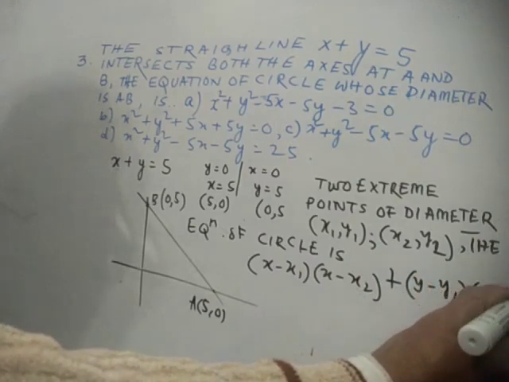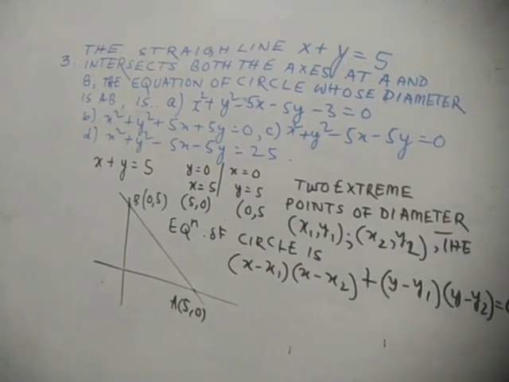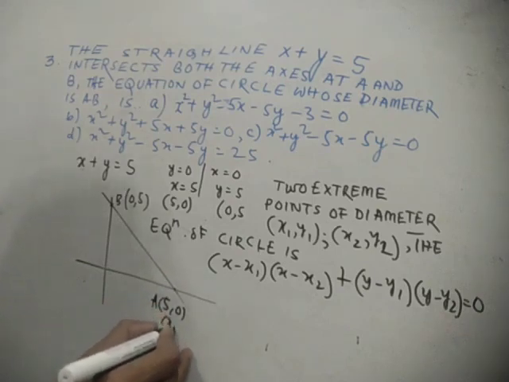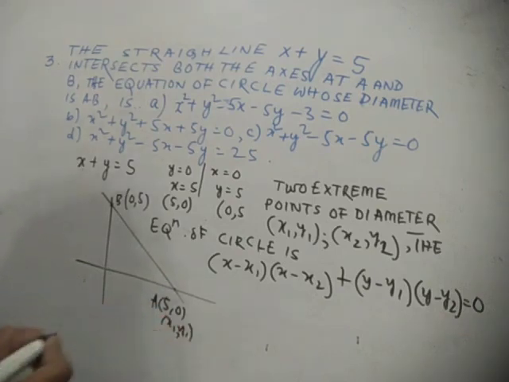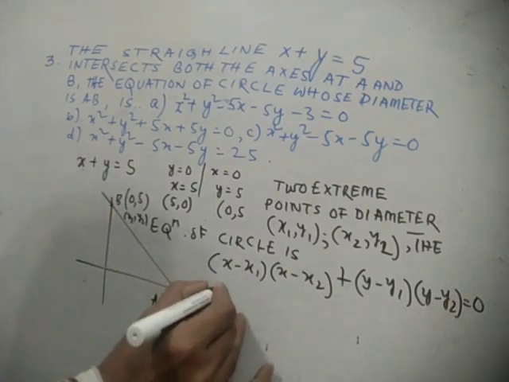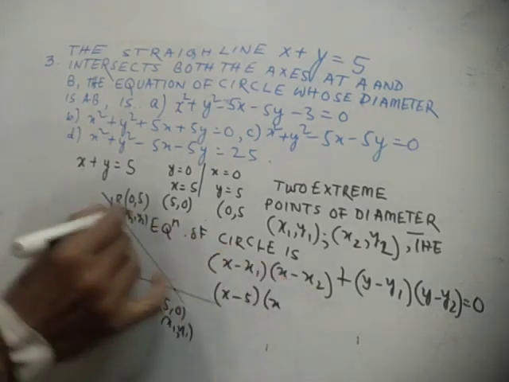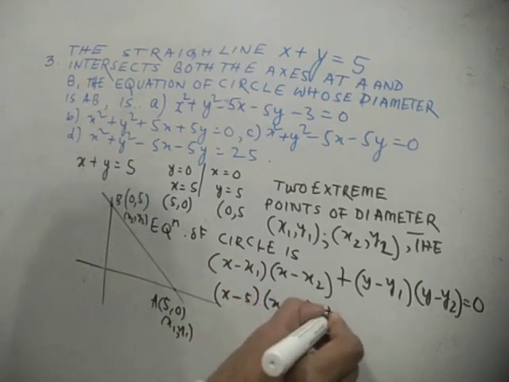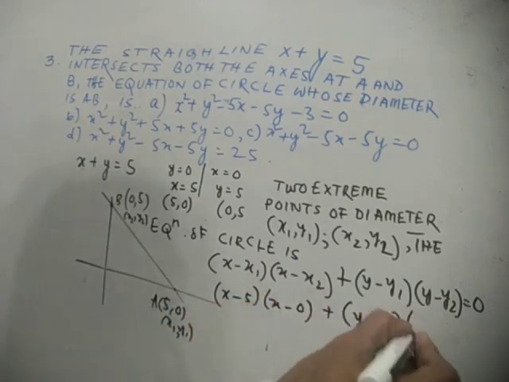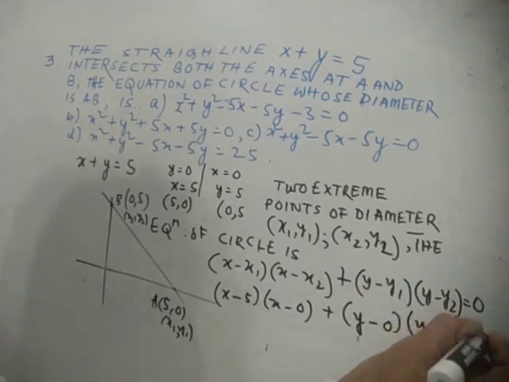(x minus x1) into (x minus x2) plus (y minus y1) into (y minus y2) equals 0. This is the equation of a circle. In this case, x1, y1 is (5, 0) and x2, y2 is (0, 5), where B point is x2, y2. So if we put those values, x minus 5, since x1 is 5 here, into x minus x2, which is 0, plus y minus y1, which is 0 here for A point, into y minus 5, since y2 is 5, equals 0.